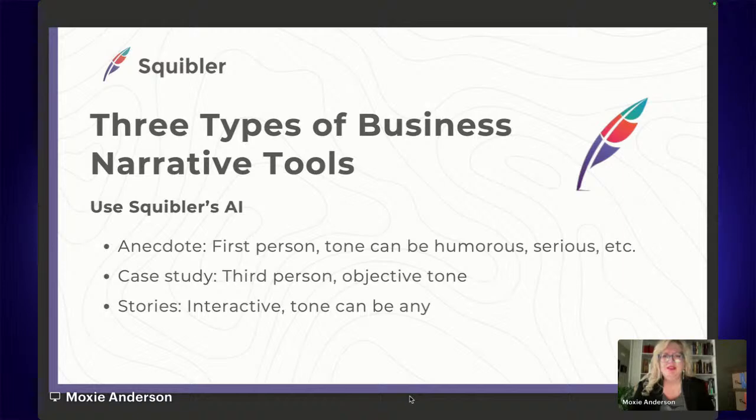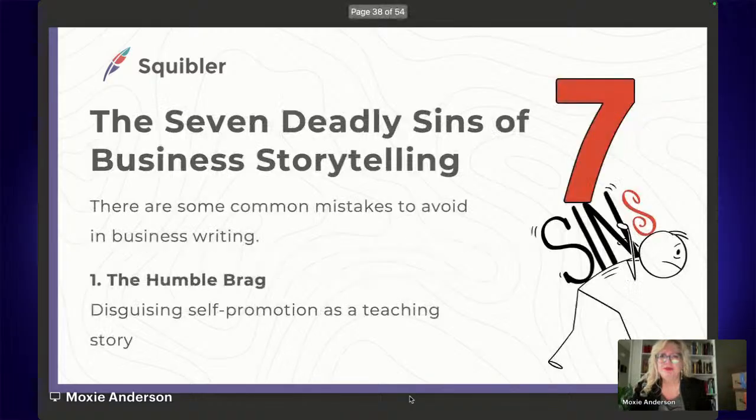And then with the stories, interactive narrative perspective is very useful. It's more conversational. It will engage your readers. And you can, of course, use any tone you want with an interactive point of view.